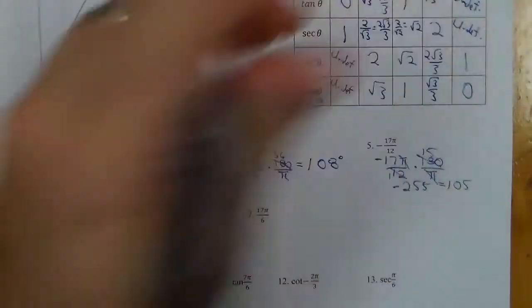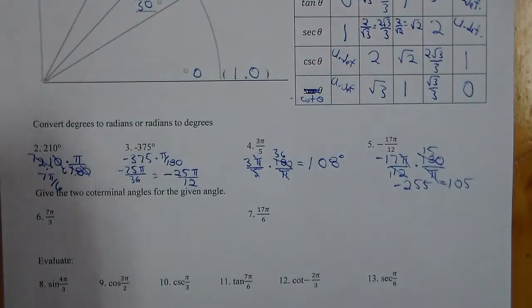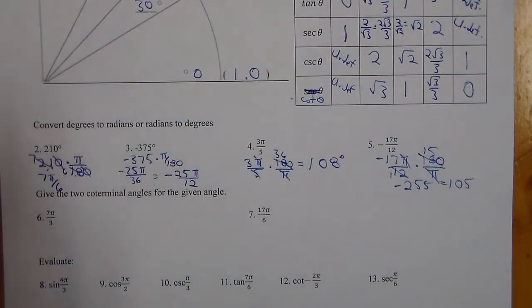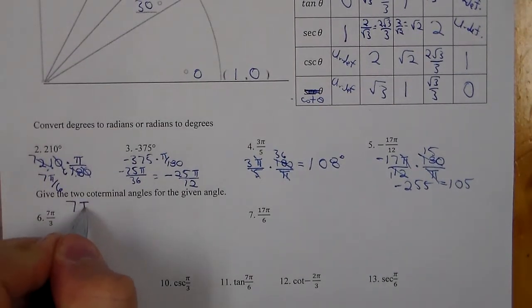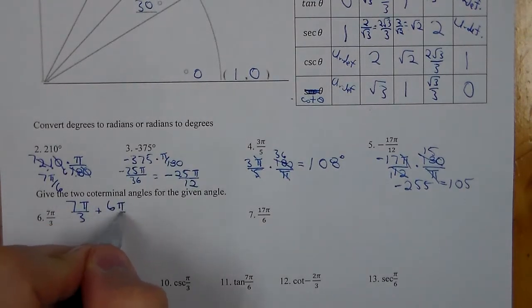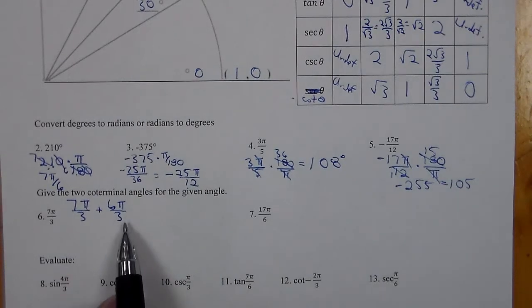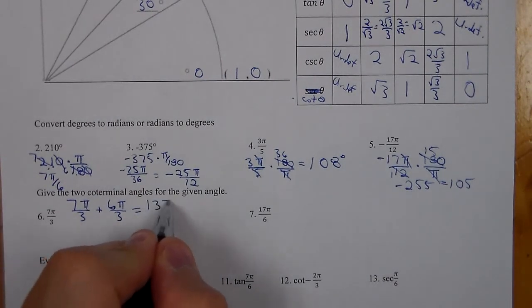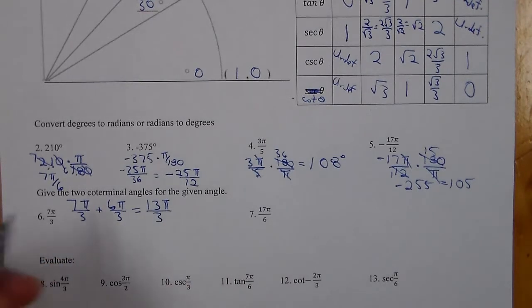So give 2 coterminal angles for the given angle. Anytime I want a coterminal angle, I can add 2 pi or subtract 2 pi. So if I have 7 pi over 3 and I want to add 2 pi, I'm going to add 6 pi over 3, because that's 2 pi disguised with a common denominator. So this gives me 13 pi over 3 as one option.